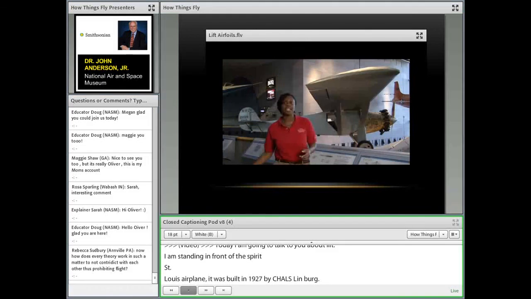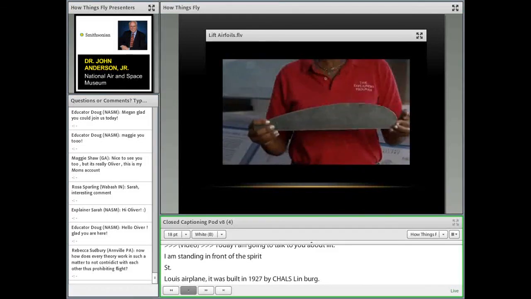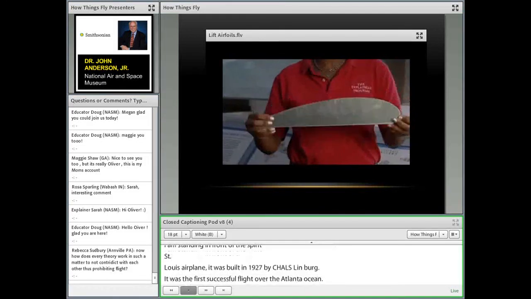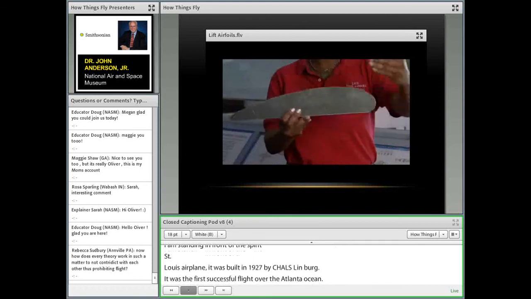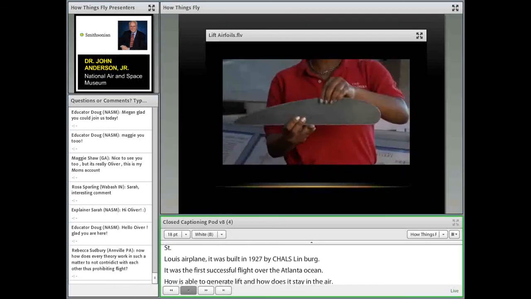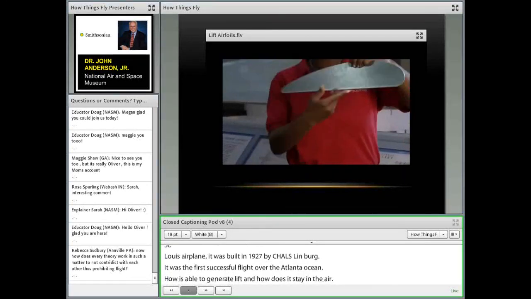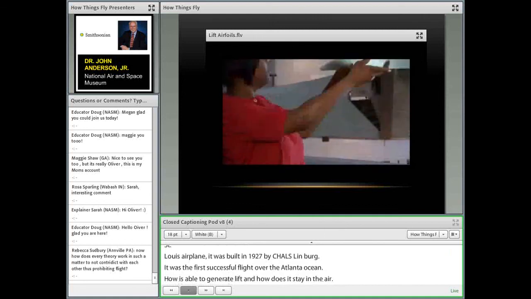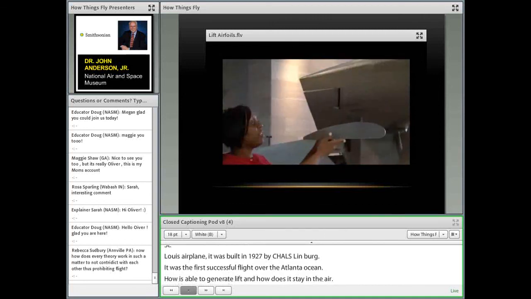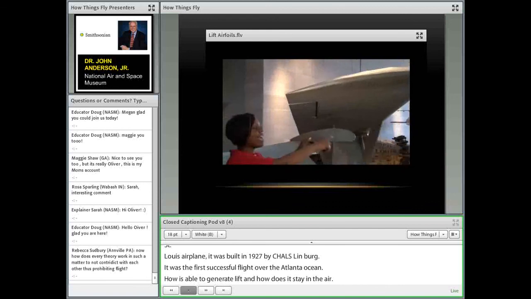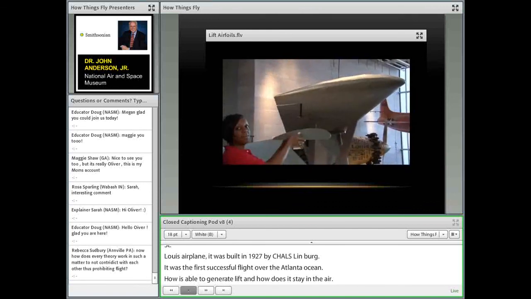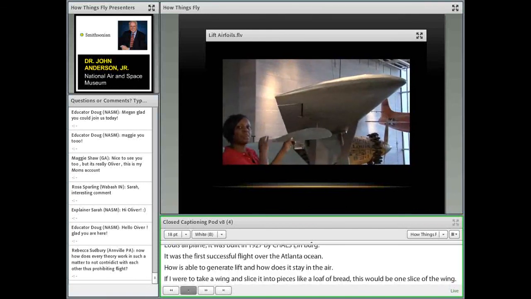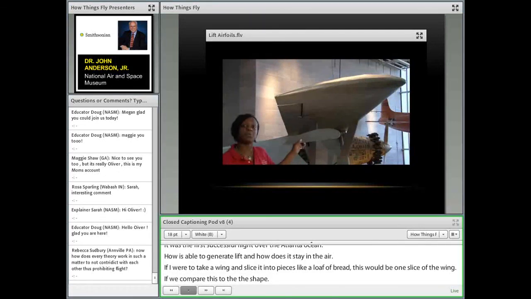Now, I can explain that using this airfoil here. An airfoil is like a cutout or a cross-section of a wing. So if I were to take a wing and slice it into pieces like a loaf of bread, this would be one slice of the wing. Now, if we compare this airfoil to the Spirit of St. Louis, we'll notice they have very similar shapes. They have curved tops and flat bottoms. An airplane's wing will be shaped this way because of something called Bernoulli's principle.